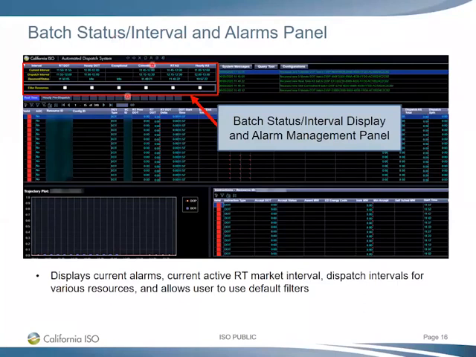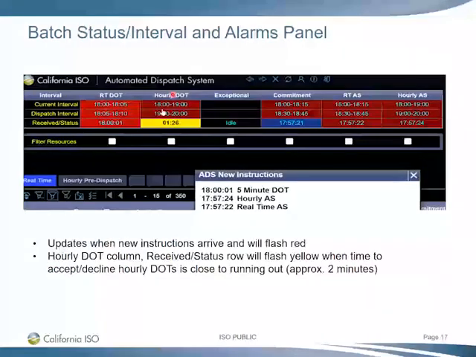In this grid, you can tell it looks really similar to what you have today. You have your RT-DOT column, your hourly DOT column, and these will update upon the dispatch. Just to review, these display current alarms, current active real-time market intervals, and the dispatch intervals for various resources, and it allows your users to use some default filters. We'll give an example of that. This is where you can see some of the alerting of the instruction and the current timing. Okay, so that should be similar.